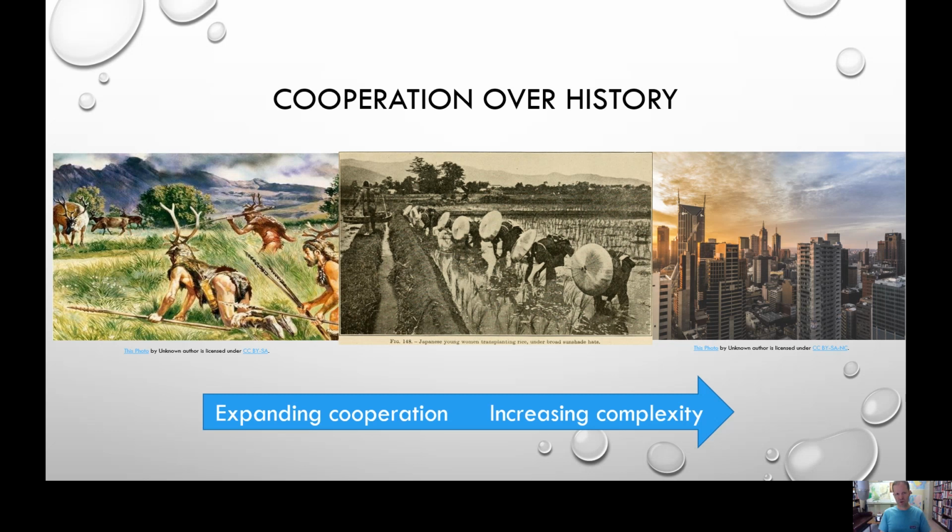Now, this is a very simple view of history, but if we go back tens of thousands of years, then humans lived in quite small groups, of course cooperating, but the society was very small. But over time, over the last few thousand years, with agriculture, our societies became bigger and more complex, and we established kind of states and civilizations. And then, of course, we have our modern society, which is extremely complex and global. So over this period of time, we have expanding cooperation and increasing complexity of cooperation.